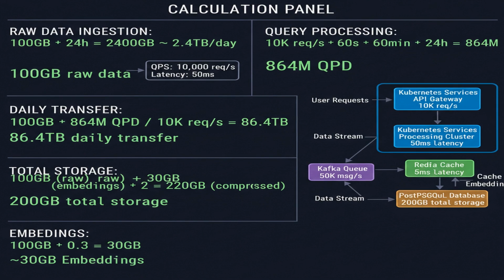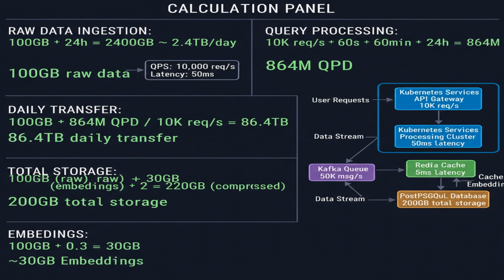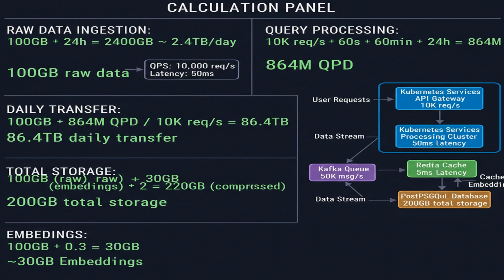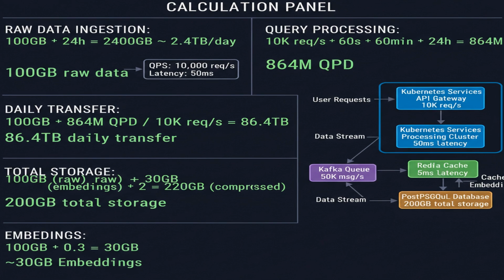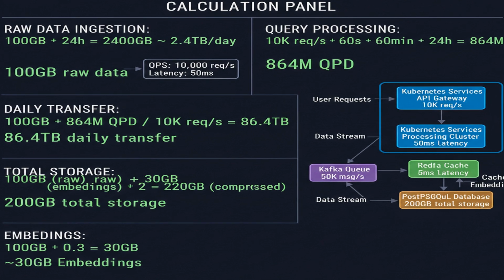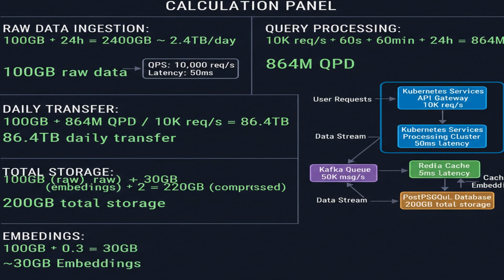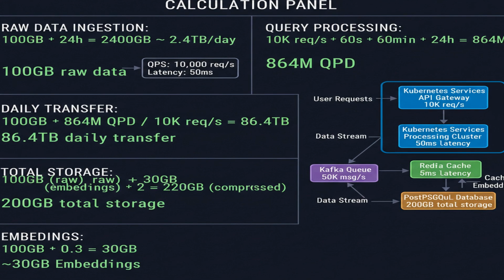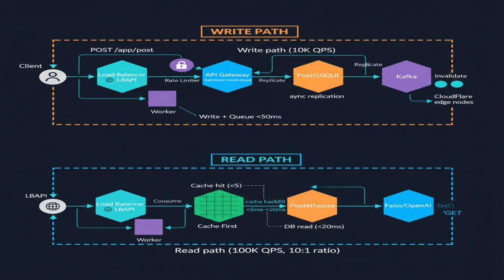Storage: if we have 10 million documents, each 10 KB, that's 100 gigabytes of raw data. We'll need additional storage for embeddings and indexes, roughly doubling the storage requirement to 200 gigabytes. Each embedding vector will be 768 dimensions using a sentence transformer. So that's 10M times 768 times 4 bytes equals 30 gigabytes for embeddings. This estimation helps us understand the infrastructure requirements and potential bottlenecks.